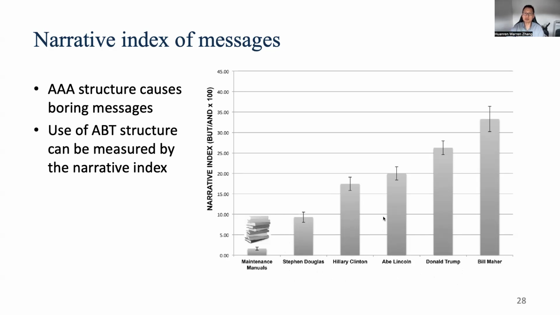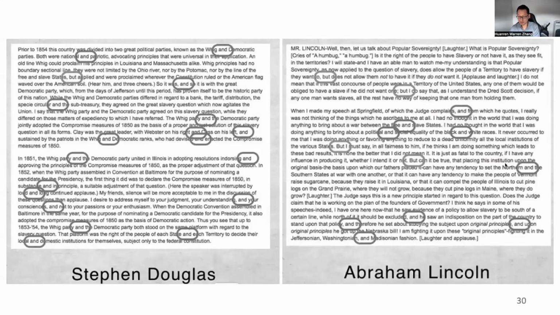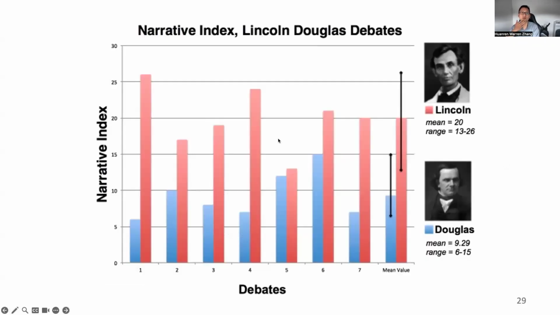So here is some detailed illustration, right? So here is the comparison between Lincoln and Douglas. And we have 7 presidential debates. And see, throughout the debates, Lincoln was more persuasive in terms of the measure of narrative index, right?